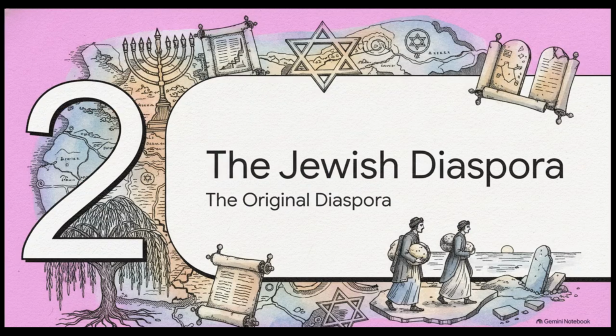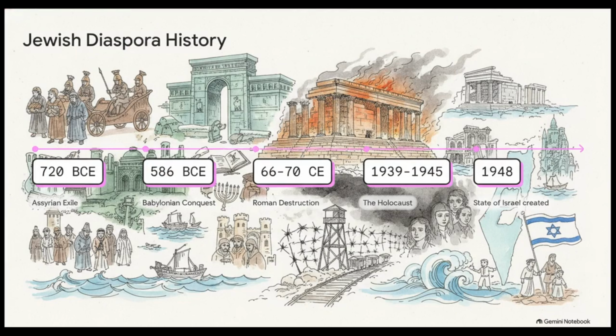Part 2. The original, the Jewish diaspora. Now, the historical timeline of the Jewish people is defined by repeated forced displacement. Starting way back in ancient history, in 720 BCE, the Assyrians scattered Israel's elite. Then, in 586 BCE, the Babylonians conquered and dispersed even more Jews. Though, as a quick aside, Babylon actually became a thriving hub of Jewish culture later on. Jump to 66 to 70 CE, and the Romans destroy the temple in Jerusalem, pushing Jews to spread out across Europe, where they faced brutal medieval persecution.